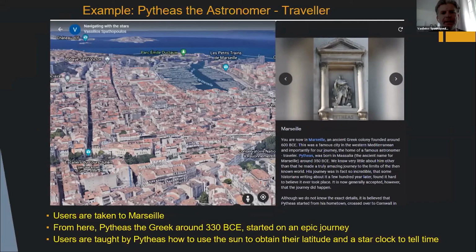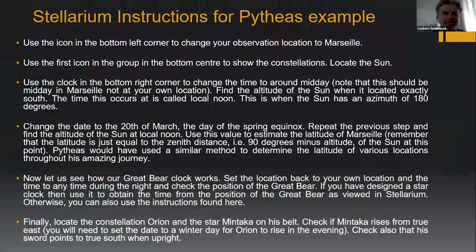You see on the left-hand corner, you see Marseille. Top right, there's some images. This is an image of a statue of Pythias from Marseille. You can scroll through the images and get some useful information. And in the bottom right-hand corner, there's a lot of information about the history, the tasks, the navigators. This is just a short part you see here. You obviously scroll down and there's a lot more that you can learn.